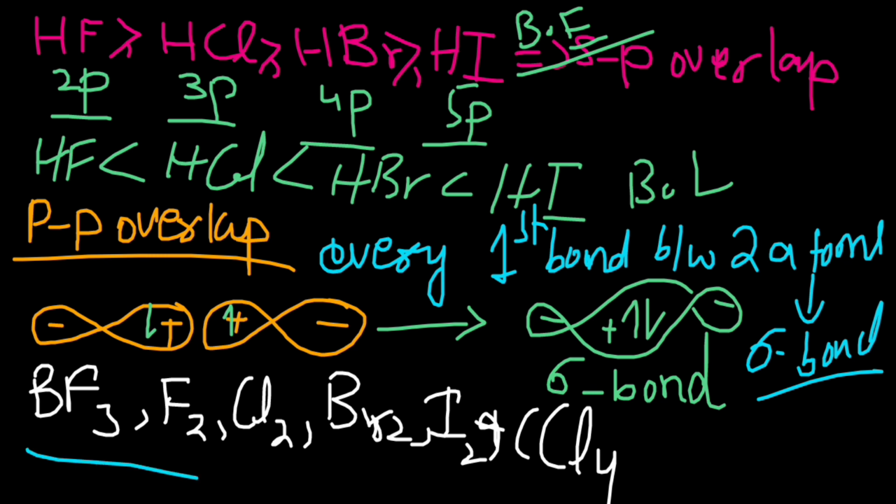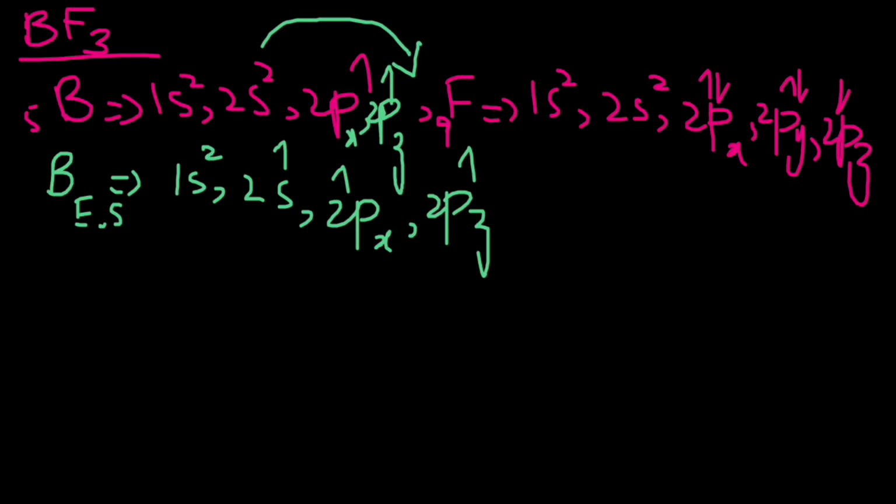Let's talk about the bonding in boron trifluoride. Bonding in halogens is the same. Let's discuss the bonding in boron trifluoride. Boron has electronic configuration 1s2, 2s2, 2p1, while fluorine has electronic configuration 1s2, 2s2, 2px2, 2py2 and 2pz1. Here 2pz is the only orbital that is half filled. While you see that the boron atom has only one electron in its outermost shell that is half filled, it is making three bonds.